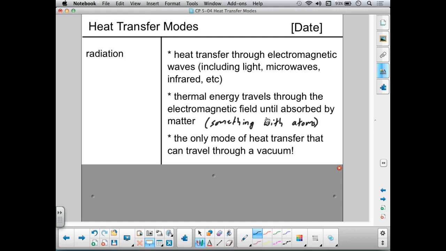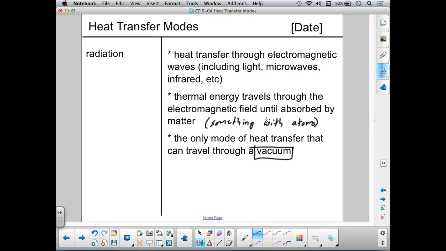In radiation, no atoms required. So, when we talk about a vacuum, we really mean empty space. So how does thermal energy get from the sun to us? It has to travel through light. It has to travel through empty space using radiation.